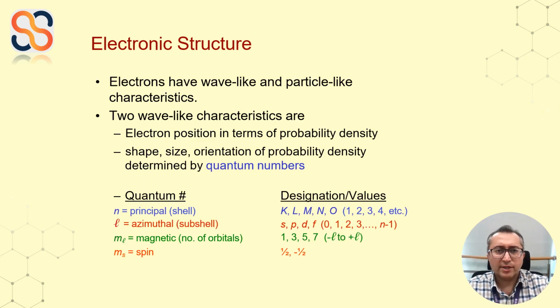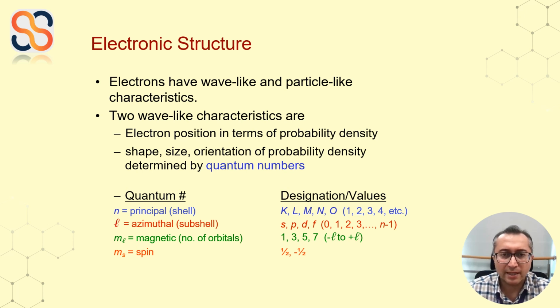Well, let's focus deeper on the electronic structure of atoms. What is really fascinating about electrons is that they have both wave-like and particle-like characteristics. This duality is one of the weirdest concepts in quantum mechanics. So, we cannot exactly pinpoint where an electron is, but we can talk about its probability density, which tells us where it is most likely to be.